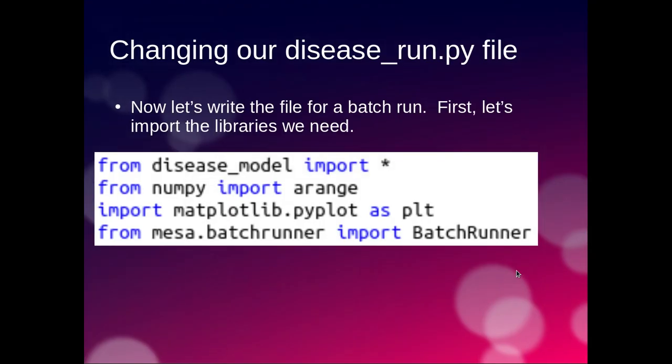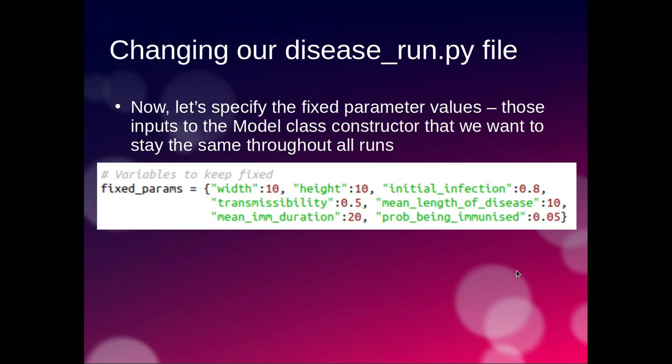Okay, so now we've done our imports. Next, what we want to do is specify the fixed parameter values. Remember, if we're doing it in batch, we're not going to have a user sitting there watching it and changing the sliders. We're going to need to specify what the parameter values are. So we need to differentiate between those that we want to stay the same across all of the runs, and those that we want to adjust and try different values for. The first ones are the fixed parameter values. These are the ones that we always want to stay the same for all the runs.